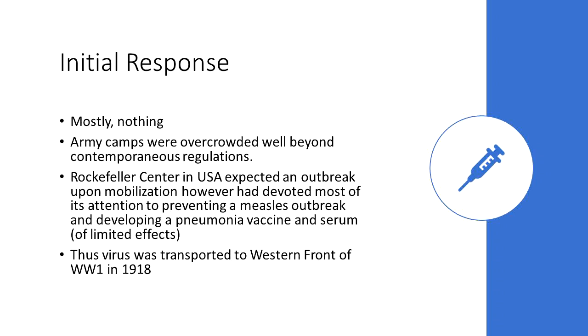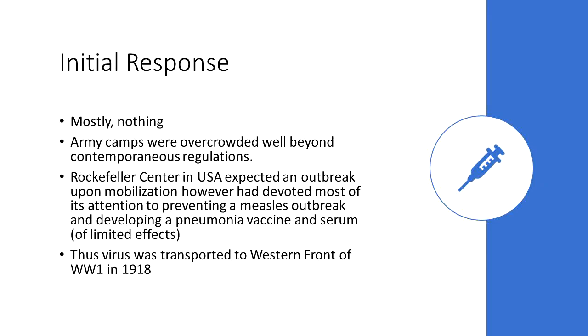The Rockefeller Center in the United States was kind of in charge of monitoring for outbreaks and trying to prevent them, because it was known that an outbreak will happen once you crowd all these people together. However, they were mostly focused on preventing measles, the measles outbreak at the time, though they did develop a pneumonia vaccine, which had some limited benefit in the diseases to come.